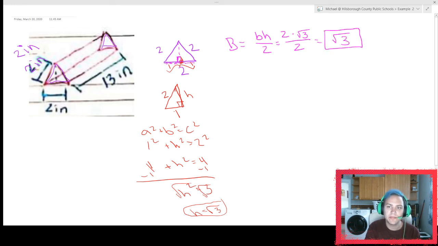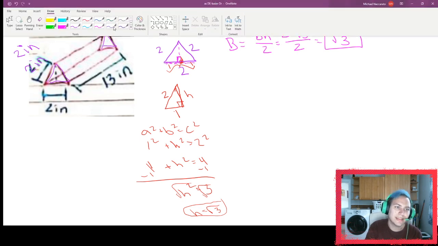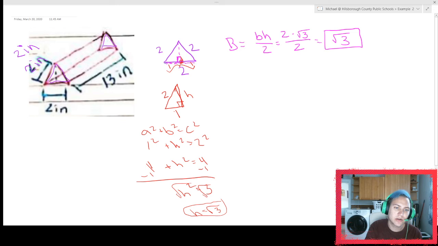So there's big B. P in this one is really easy, right? They gave me all 3 sides. What's the perimeter of this triangle? 2 plus 2 plus 2. So P is equal to 2 plus 2 plus 2, which gives me 6.